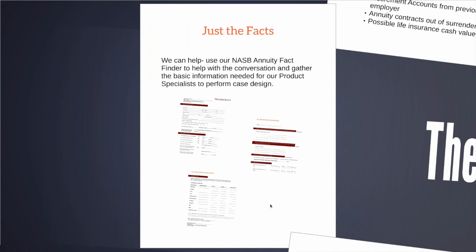And that kind of leads us into, well, okay, so we've uncovered some money. What do we do next? Well, we move right to the annuity fact finder, and I'm not going to spend a lot of time on this. We already have information out there. You can find this on NASB.com or NASBNation.com.